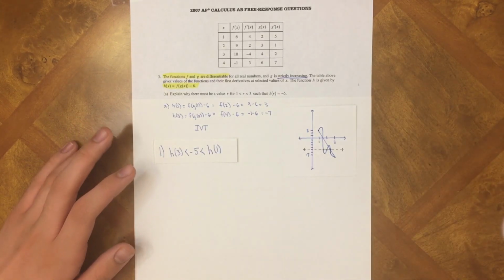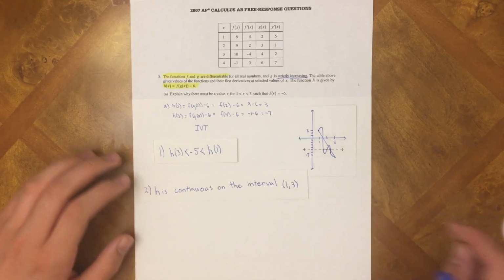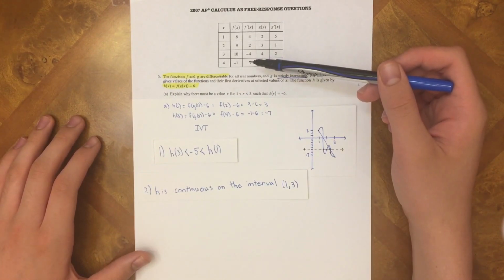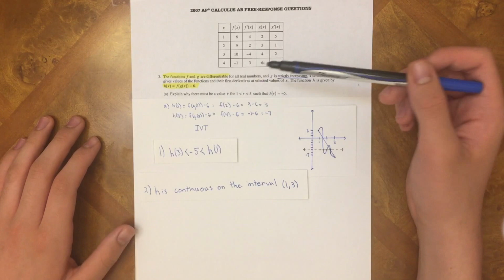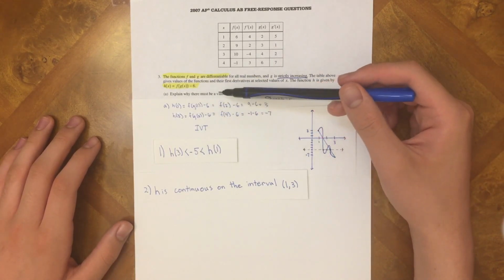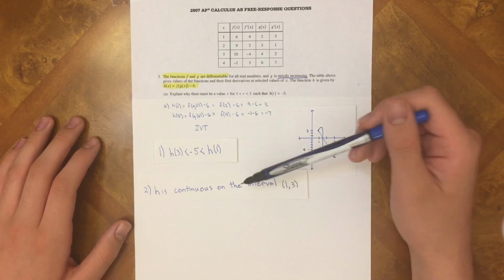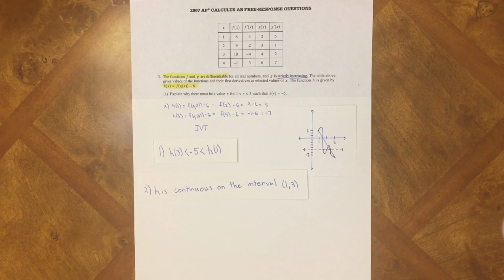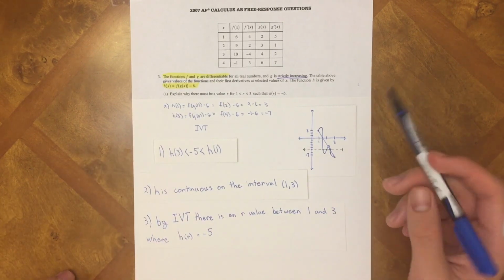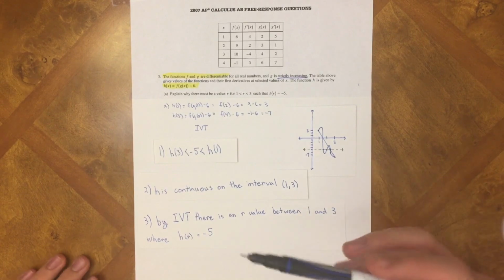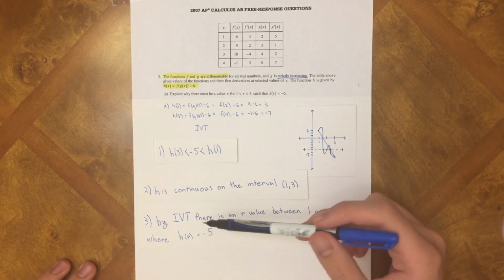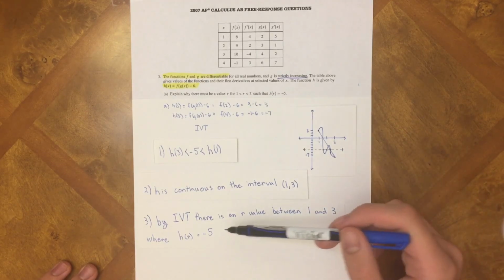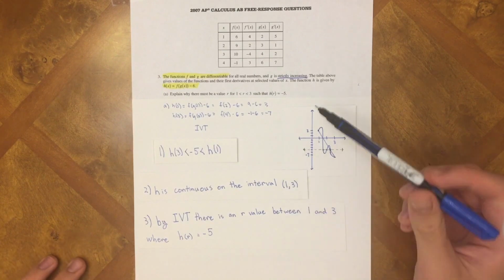The second thing we need to show is that h is continuous on the interval from 1 to 3. We know this because it says the functions f and g are differentiable, which also means that f and g are continuous, and because h is a composite function of f and g, it is also continuous. So h is continuous on the interval from 1 to 3 because f and g are. The third thing is that we just need to explain what we're proving. So by IVT, there is an r value between 1 and 3 where h of r is negative 5. And that's all you have to say to prove this.